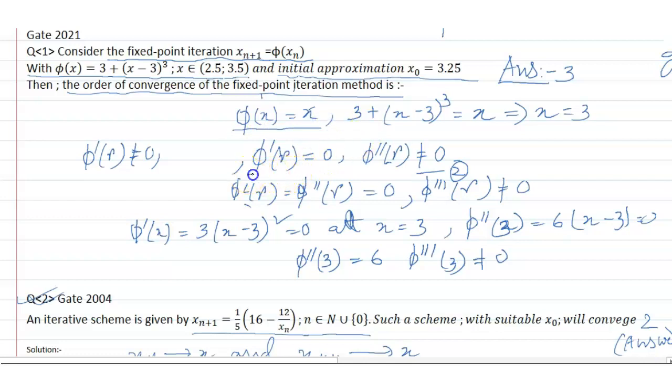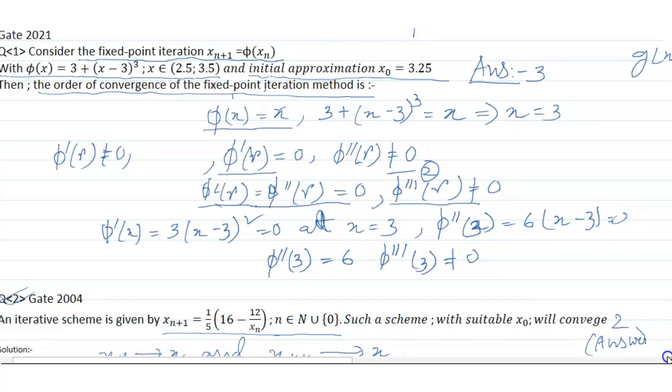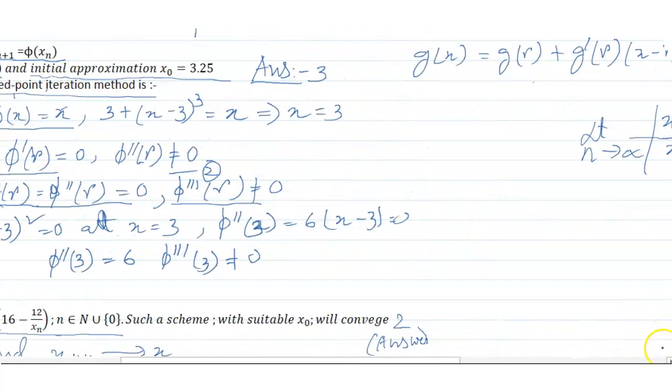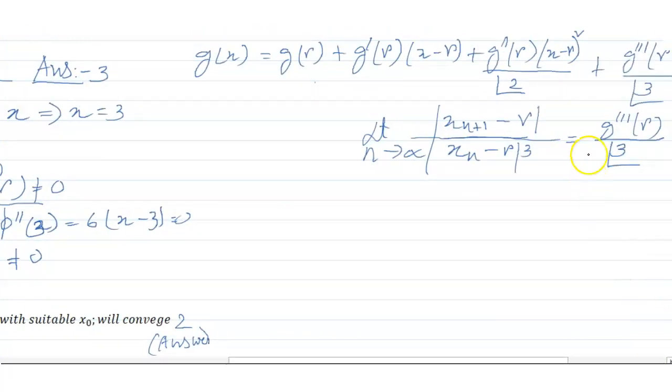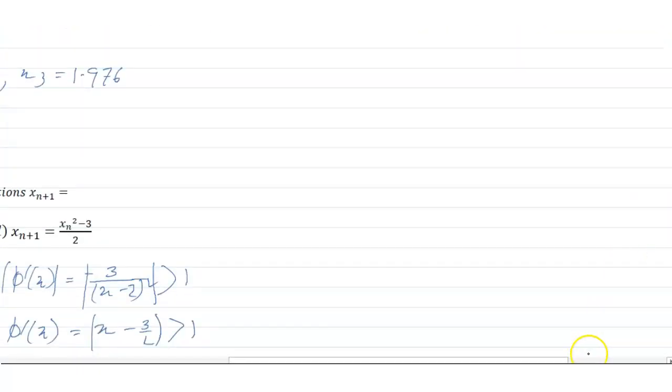So you see that phi dash r equals 0, phi double dash r equals 0, and phi triple dash r does not equal 0, then the order of convergence is 3. So friends, here I have already proved it by Taylor's theorem. You will see that the order of convergence is equal to g triple dash r divided by 3 factorial. So friends, easily you can understand the solutions. What is the answer?